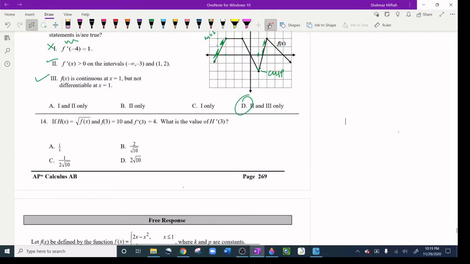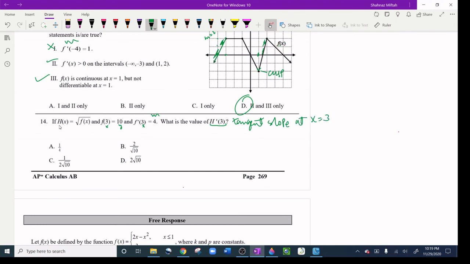Okay. Question number 14. In question number 14, the question is asking: if h of x is equal to the square root of f of x, and f of 3 is equal to 10, which means that's x and that's a y value, then f prime of 3 is equal to 4, which is a slope at x equal 3. What is the tangent slope? The h prime of 3 means the tangent slope at x equal 3.